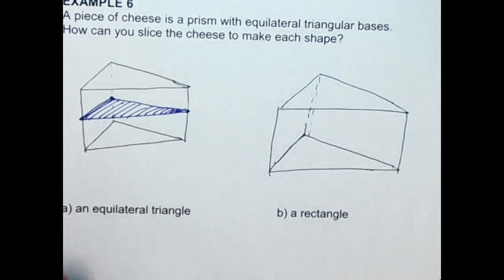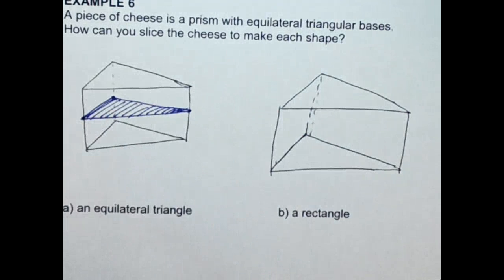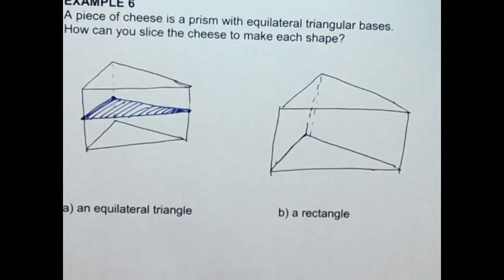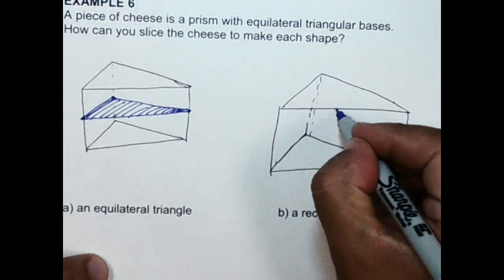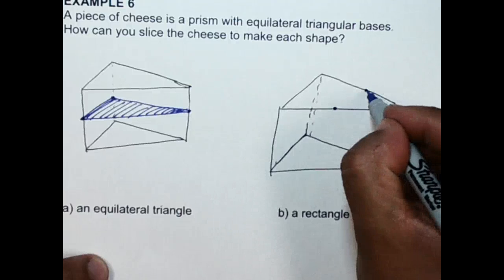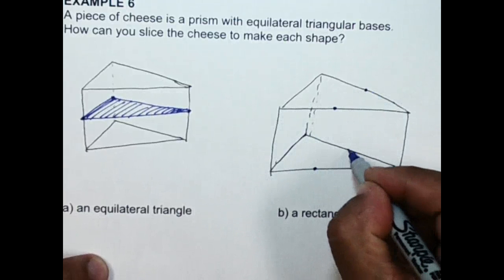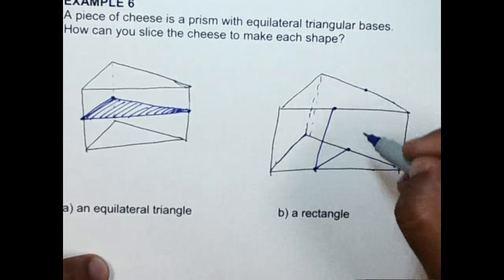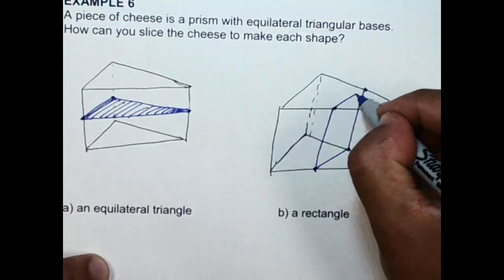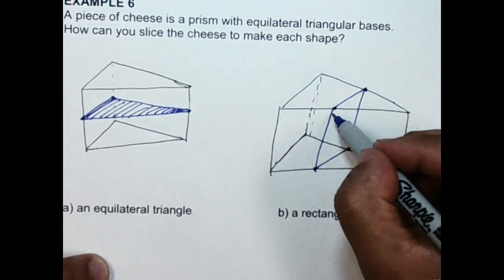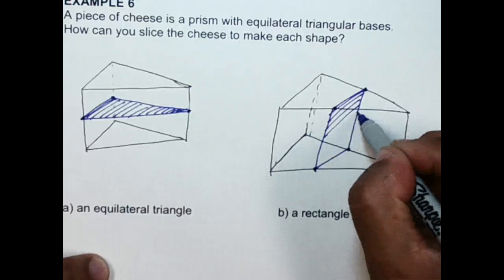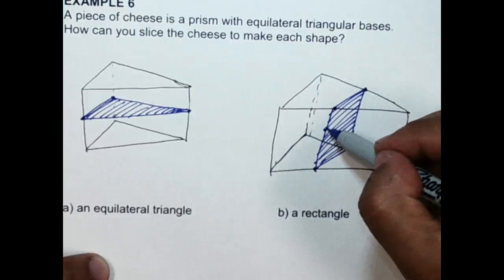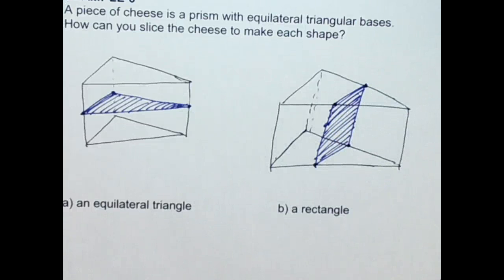Now this is going to be a little different because I can't cut it horizontally, since that's going to make a triangle. However, if I cut it vertically, if I slice it down this way, I have these edges right here. And if I cut them this way, that's how I would get a rectangle.